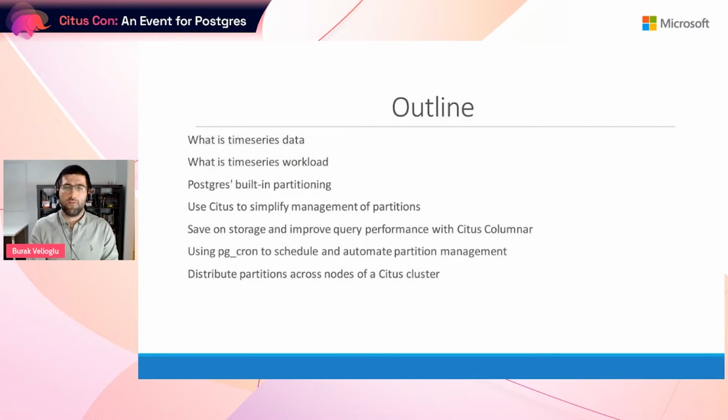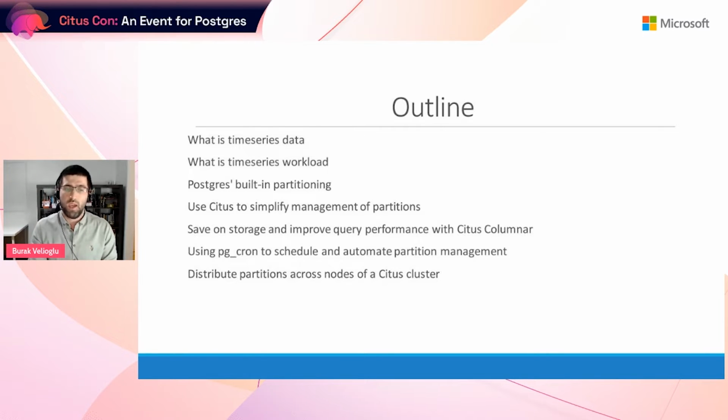All right, the outline of the presentation is like that. I'll mention what time series data is and what a time series workload is. And I'm gonna mention how you can use Postgres and Citus capabilities to make your time series workloads easier to manage on your database on a single node. I'm going to mention what Postgres built-in partitioning is, what the Citus way to simplify management of those partitions is, and what Citus Columnar is and how you can use it to save on storage and also improve the query performance on your time series data.